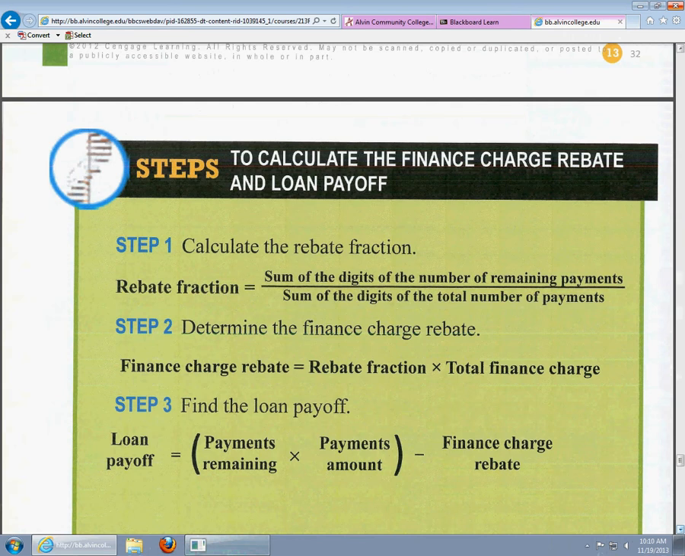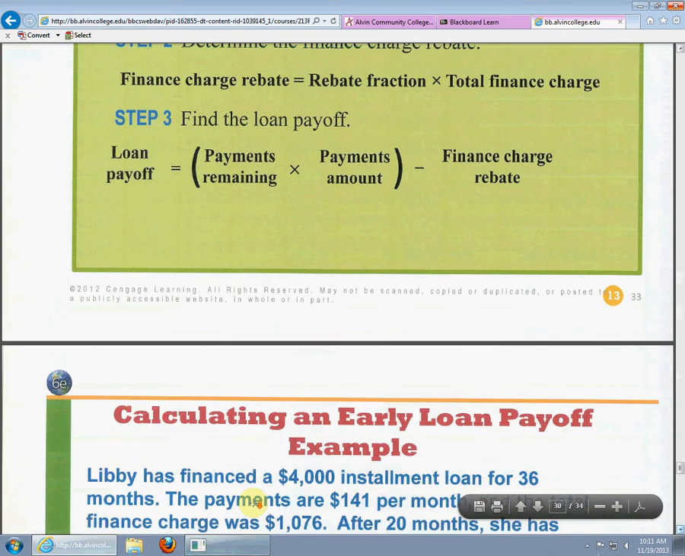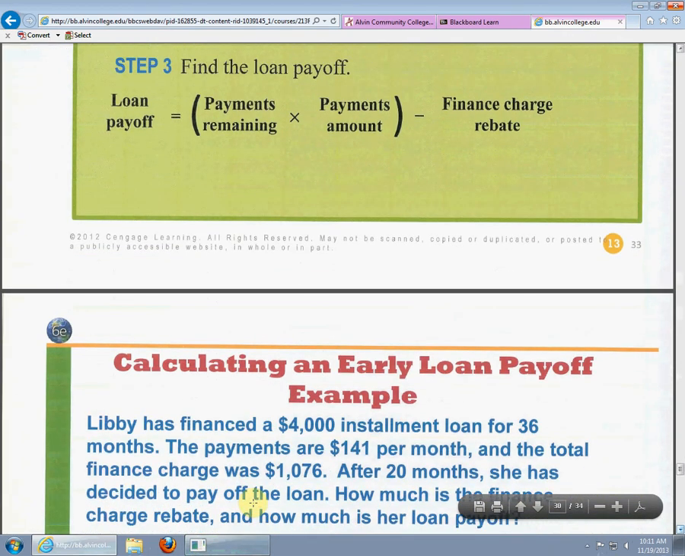The second step is to determine the finance charge rebate. It's the rebate fraction that you found in step 1 times the total finance charge. Step 3 is to find the loan payoff. It's the remaining payments times the payment amount minus the finance charge rebate. And in the problem that we're going to be working, they show you the formula to find the sum of the digits. So we'll go through this one together.